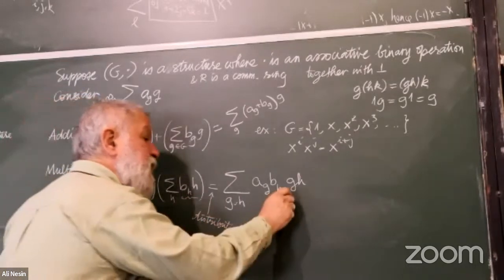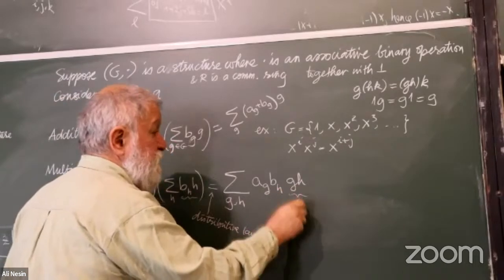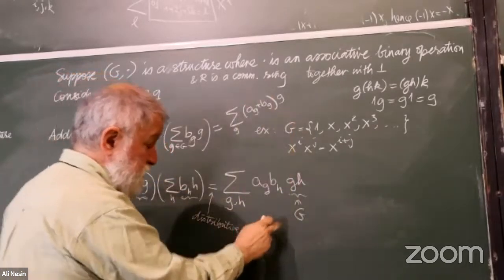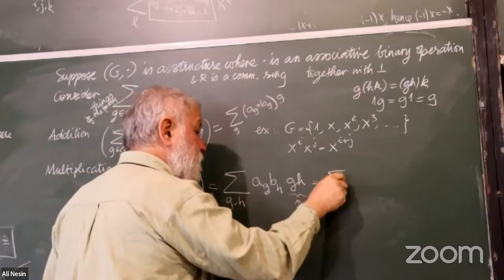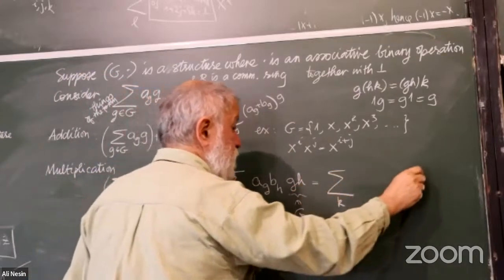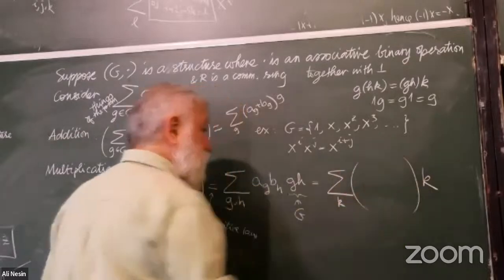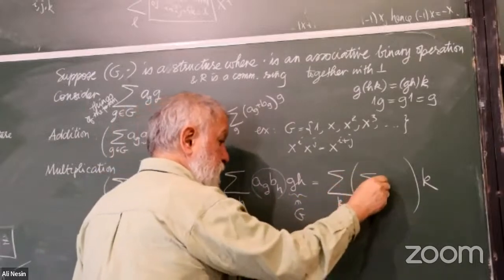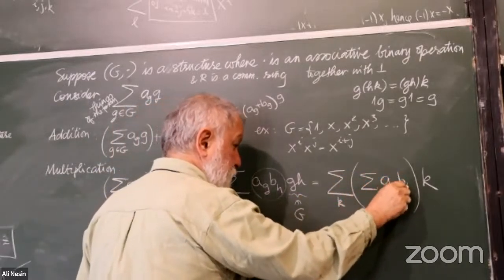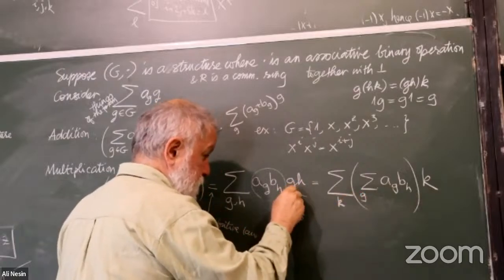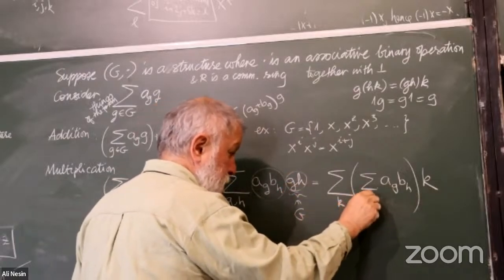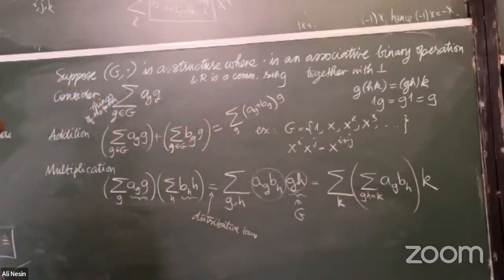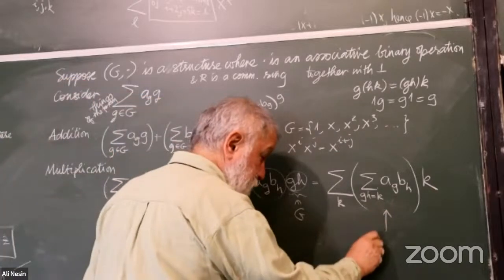I want this to be true. And now this gh, this is in G, of course, these are elements of G. G is a structure closed under multiplication. So I can write this as sum over k, for k in G, of course, k. And here I will have a coefficient. This coefficient will be the sum of these, of course. Sum of a sub g times b sub h for g times h equal to k. Okay. So the multiplication, if it exists, should be like this. But there's a small problem here. I have a problem here.